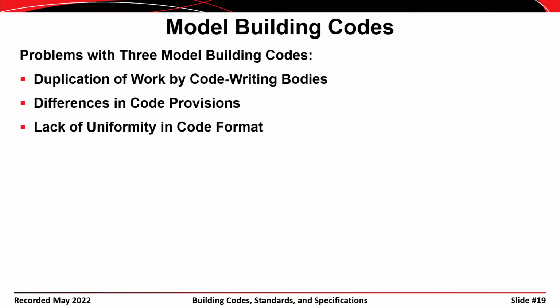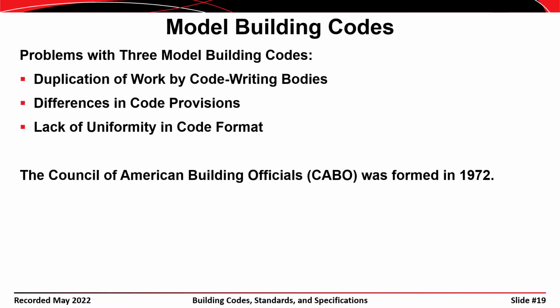For example, a 75-foot tall building in San Francisco might be considered a high-rise structure, subject to more stringent design criteria, but the same building in Chicago might be considered a mid-rise structure. To address these concerns at the national level, the Council of American Building Officials, CABO, was formed in 1972.